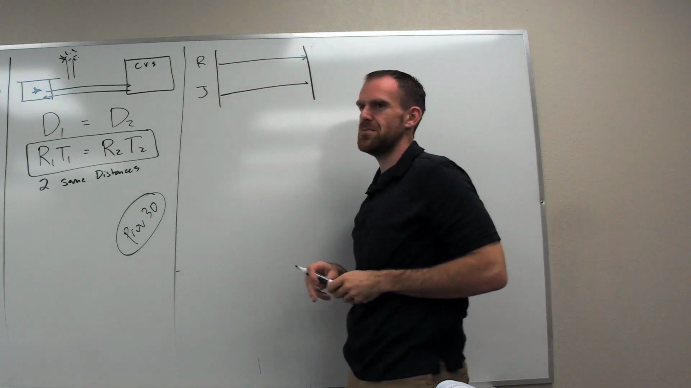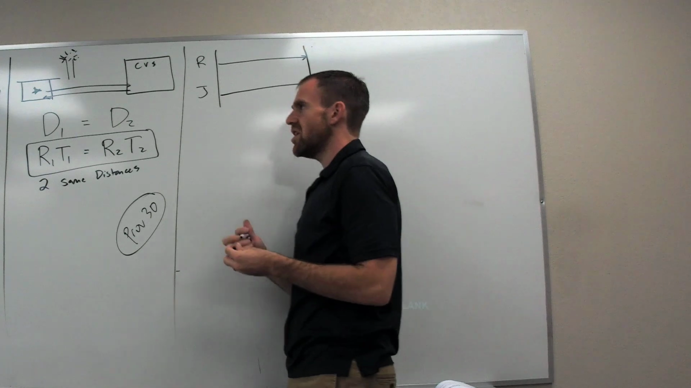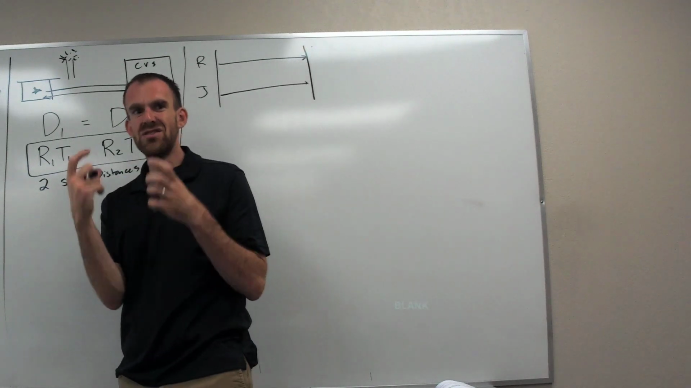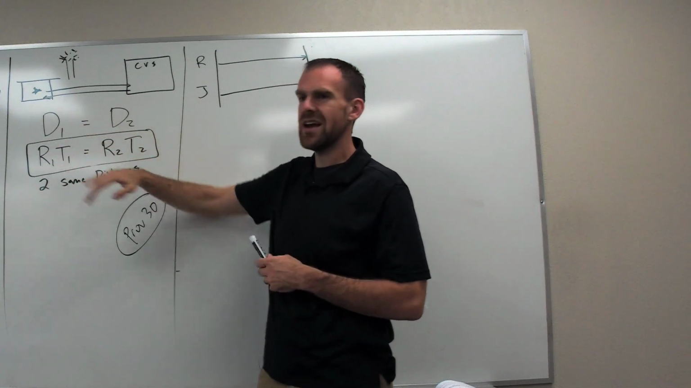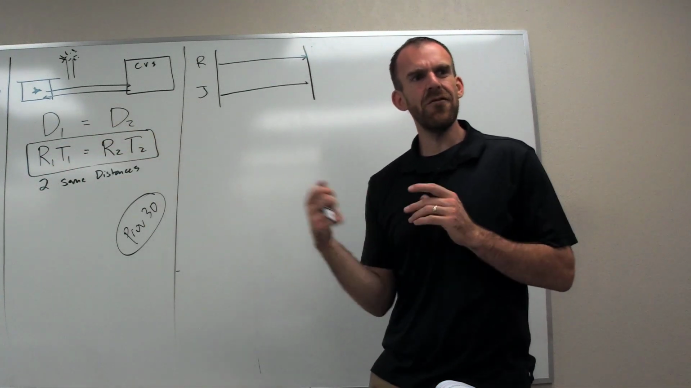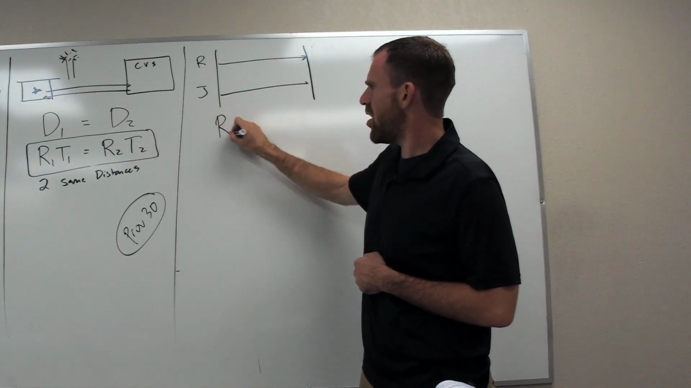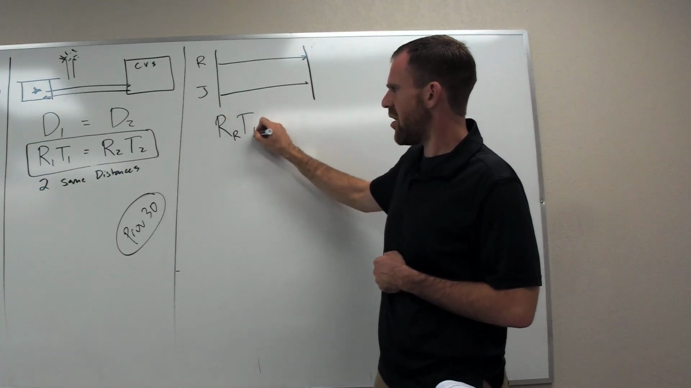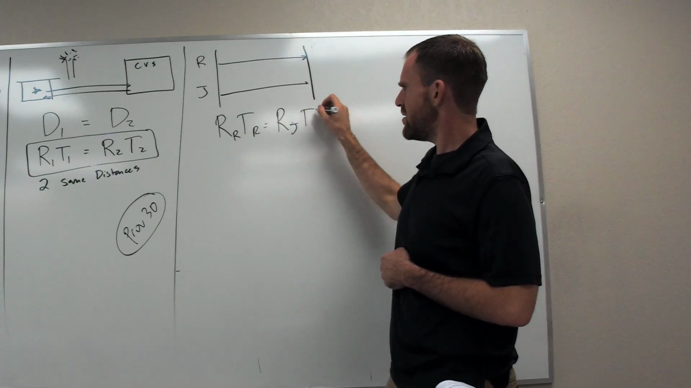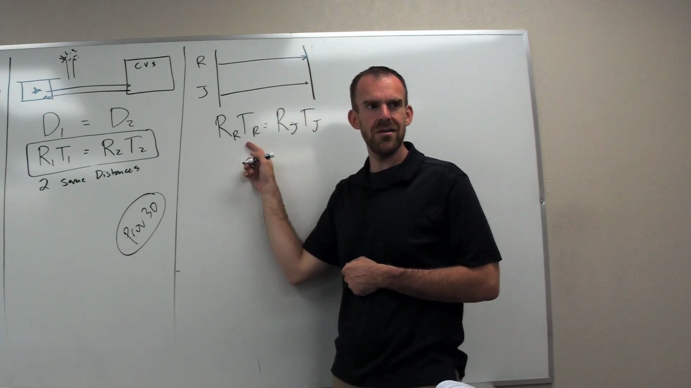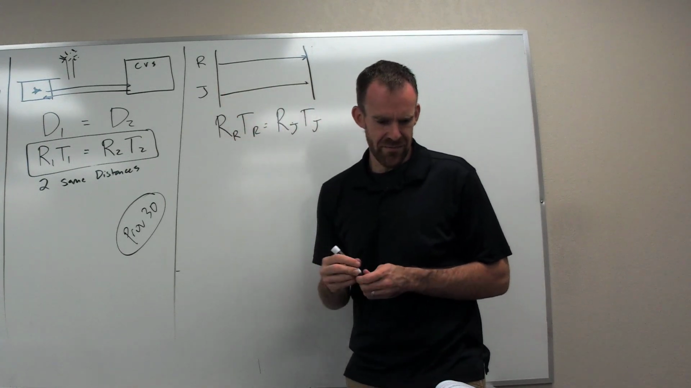What do we see from this picture? The distances are the same. So you want to be specific. The distance is the same. Why? Because if the distances are the same, then I can use this equation. Instead of 1 and 2, which might be hard to remember, I'm going to use RR, TR, and RJ, TJ. R stands for Roger. J stands for Judy. Okay?